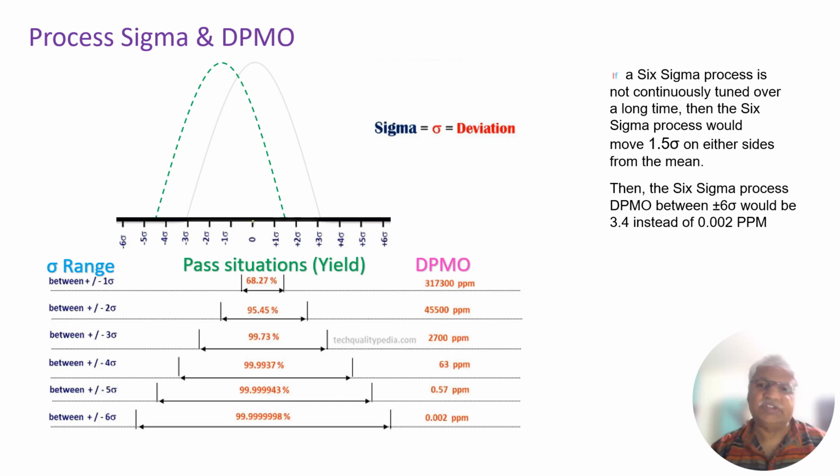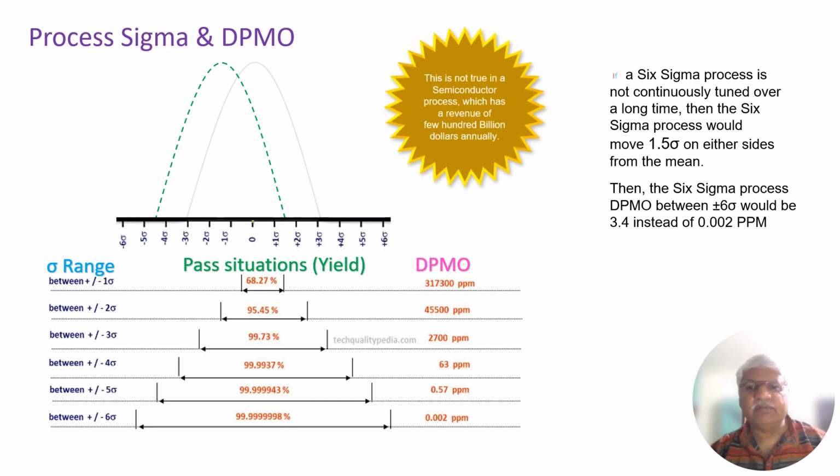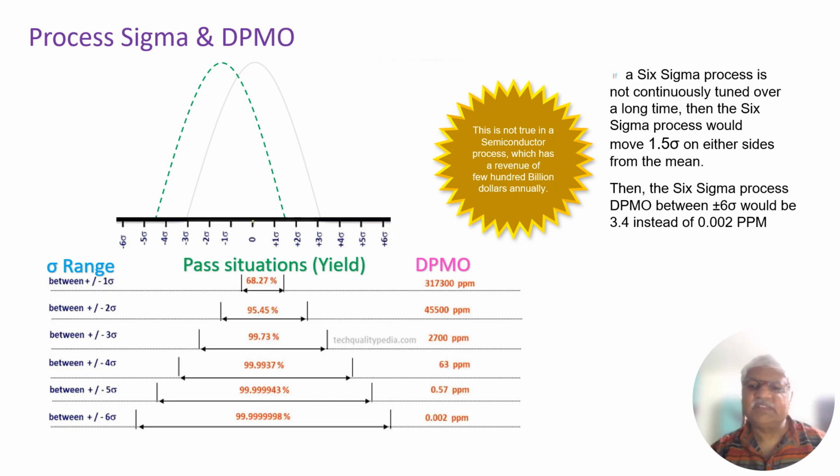If there is a situation like this, then you will have the DPMO as 3.4 parts per million instead of 0.002 parts per million. 0.002 translates to 2 parts per billion. So if that process is stable, then plus or minus 6 sigma yields a DPMO of 2 parts per billion, and we will evaluate whether this statement that 6 sigma is plus or minus 6 sigma is correct or not.